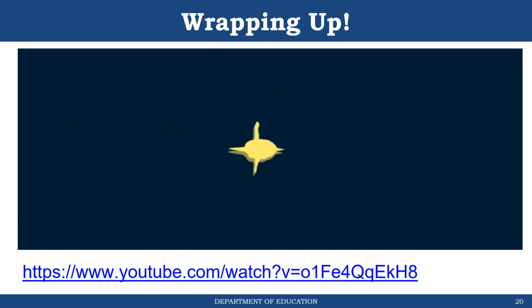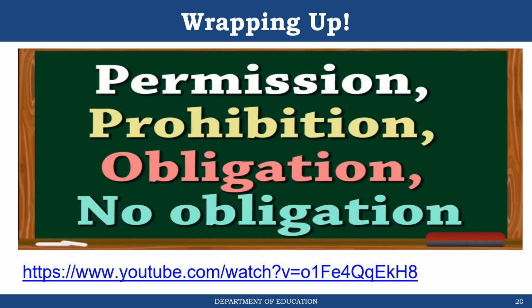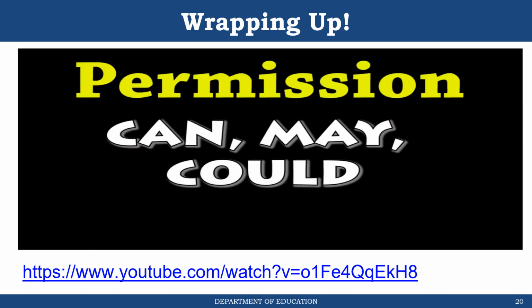Welcome to another English class. Today we are going to talk about permission, prohibition, obligation, and no obligation. Let's begin with permission. With permission, we are going to use the modal verbs can, may, and could.